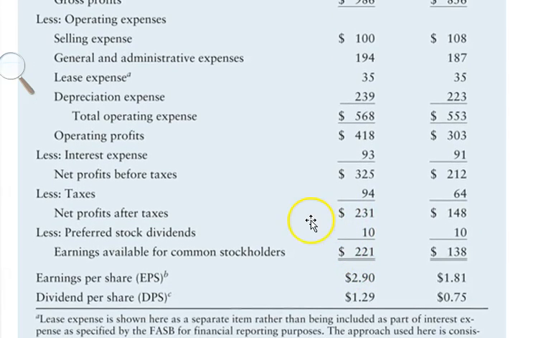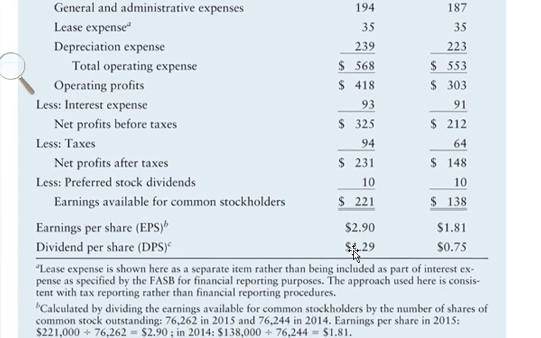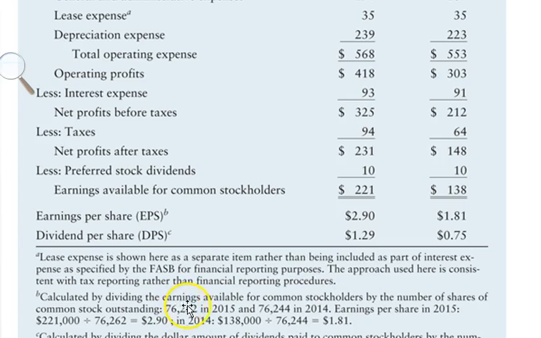And then we have this thing called preferred stock dividends. We have to pay these preferred stock dividends out of our income. And then we have earnings available to common stockholders. If we take this number and divide it by the amount of outstanding shares, we get our earnings per share. And then down here is telling us what our dividends per share is. And then out of our earnings, we can pay dividends.